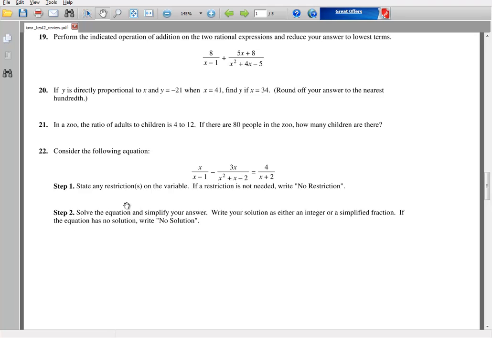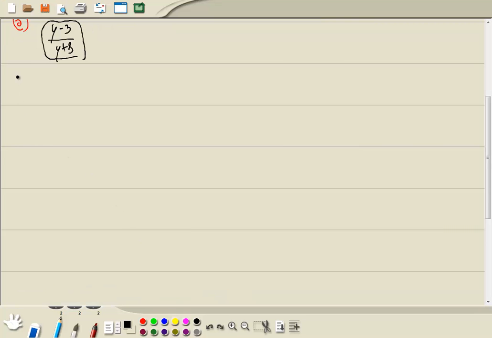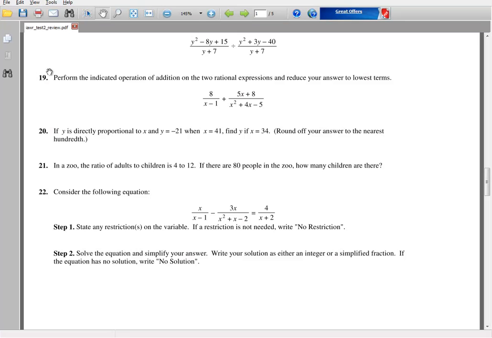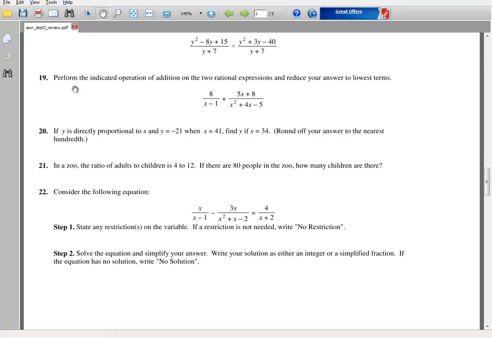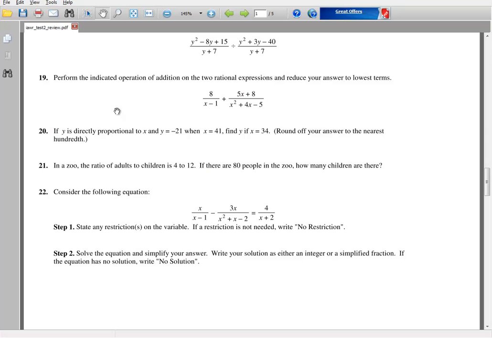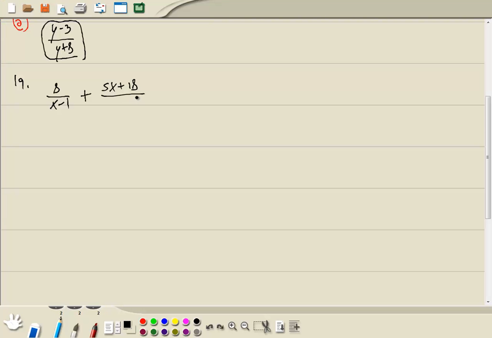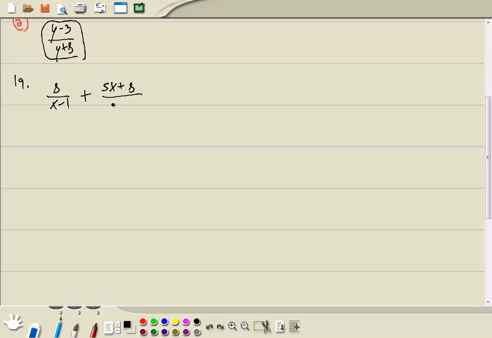Okay, number 19. We've got 8 over x minus 1 plus 5x plus 8 over x squared plus 4x minus 5.